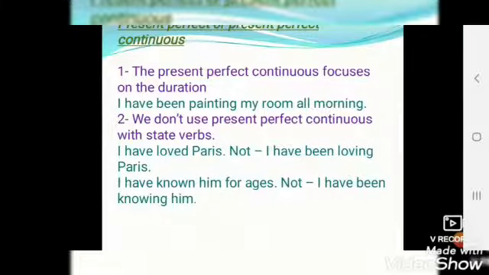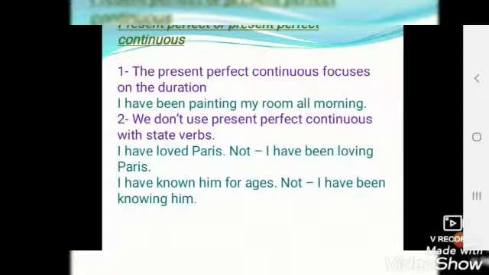So we use it with long verbs, the verbs that take duration to happen. Like the example, I have been painting my room all morning. It means that I have started painting the room from the early morning, and it took all the morning.